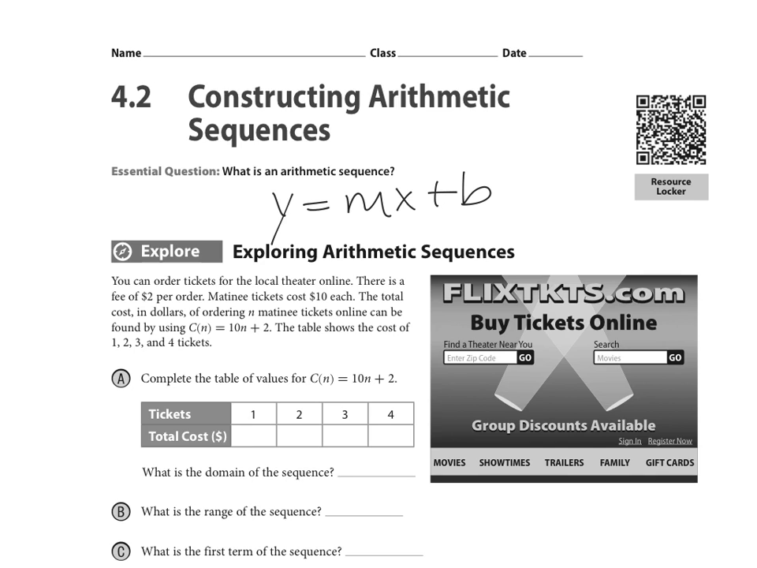What do we say about math? Same thing in different ways. This is a different way to call a linear equation or a linear function. It's referred to as an arithmetic sequence.